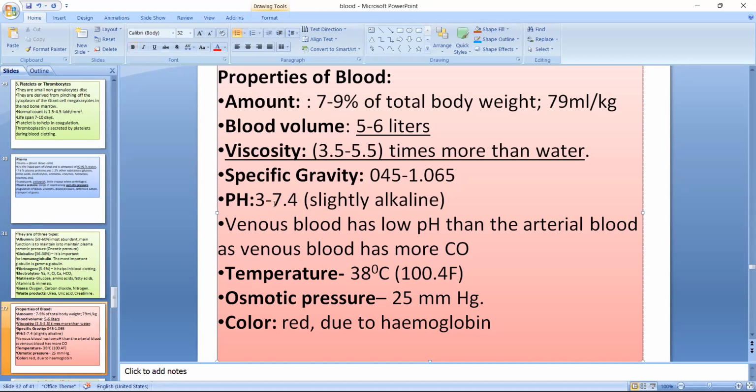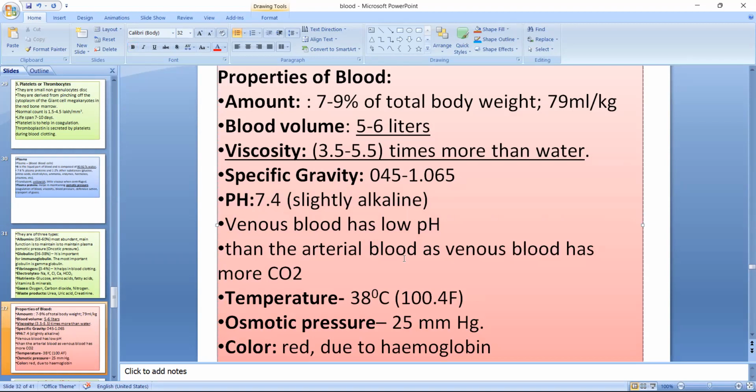Okay, so pH you should remember. It is 7.4, slightly alkaline. Venous blood has lower pH than arterial blood. So simple logic. Why does venous blood have lower pH, and why is arterial blood slightly alkaline? What may be the reason? Simple, due to the presence of CO2. CO2 mixes with water and produces H plus ions, or H2CO3. So that is the reason.